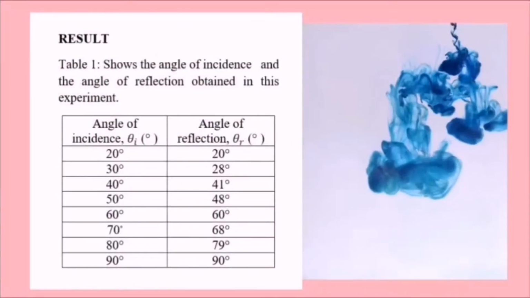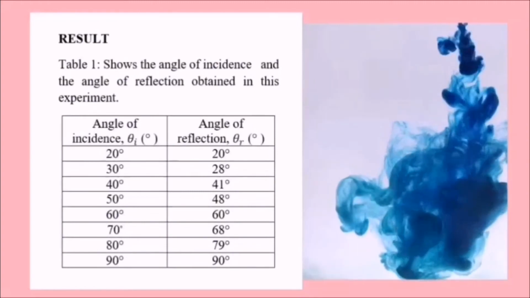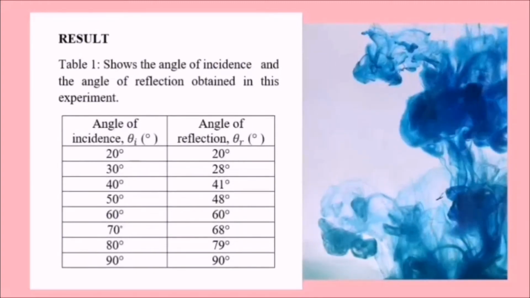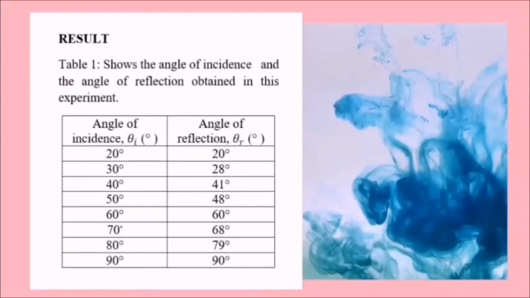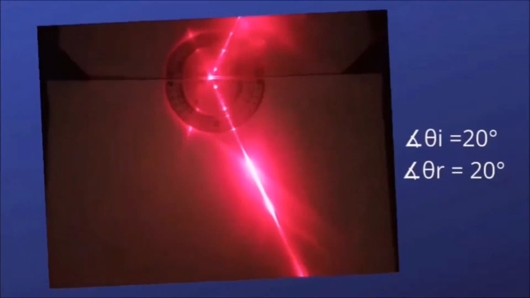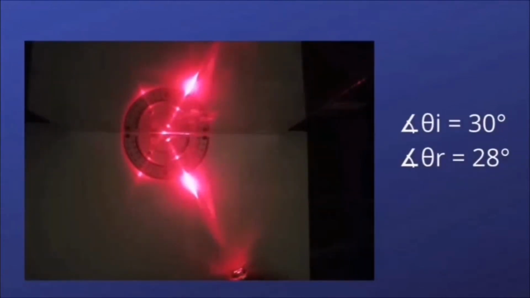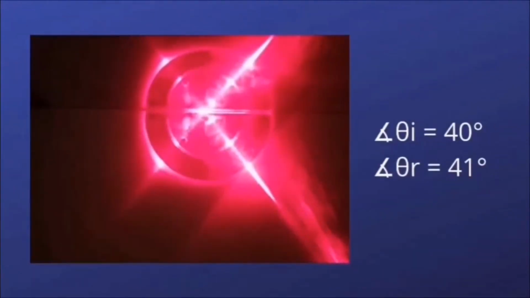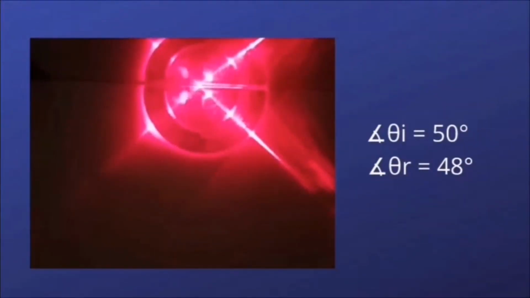Result. Table 1 shows the angle of incidence and the angle of reflection obtained in this experiment. The incident angle at 20 degrees, the reflection angle we obtained is also 20 degrees. The incident angle at 30 degrees, the reflection angle we obtained was 28 degrees. Incident angle at 40 degrees, the reflection angle was 41 degrees. The incident angle at 50 degrees, the reflection angle was 48 degrees.